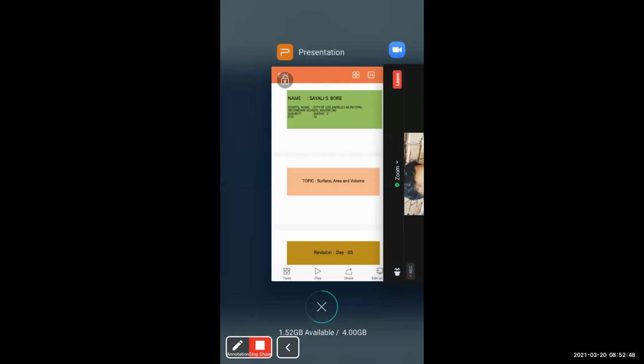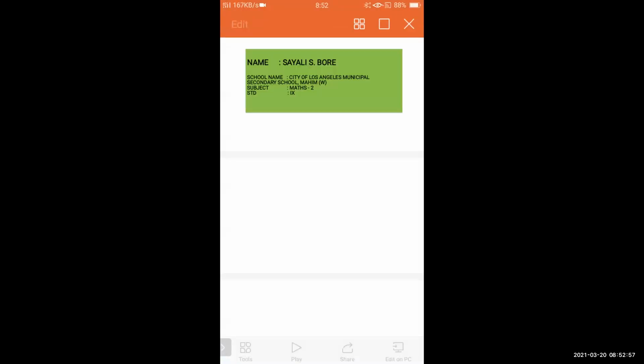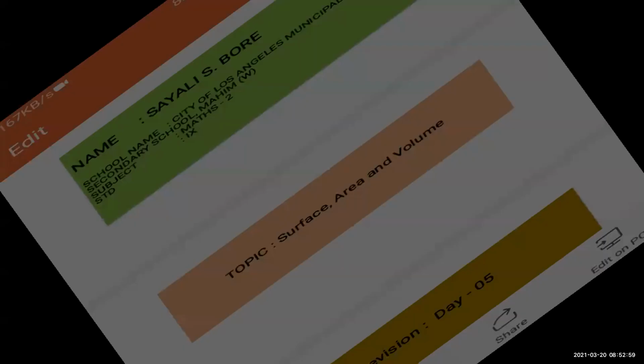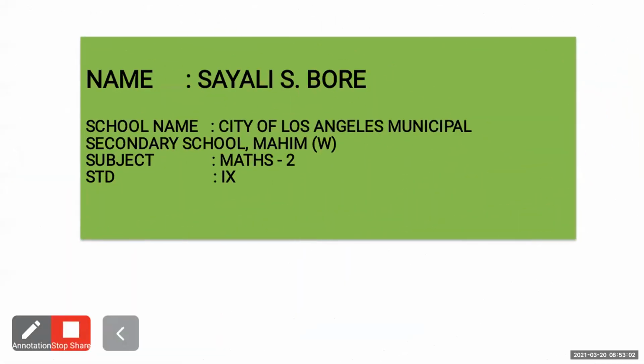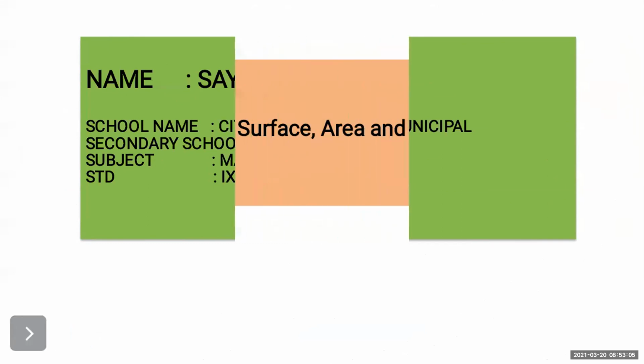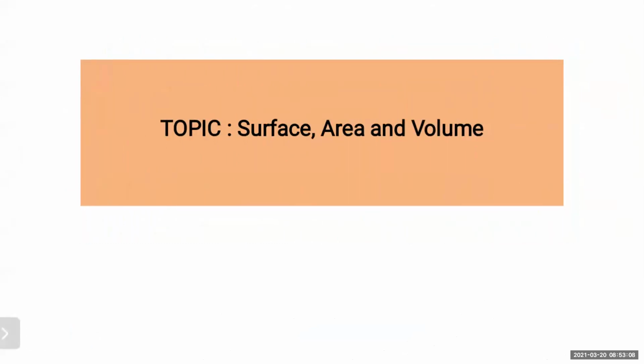Apart from it, the different application based questions which can be asked for your exam. So let us start with our last topic of your maths 2. I will just share the screen. So the topic which we are going to start today is surface area and volume.